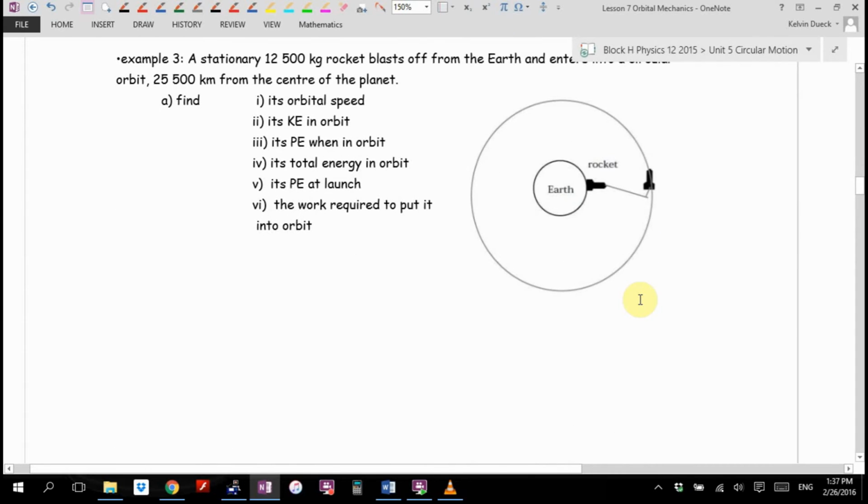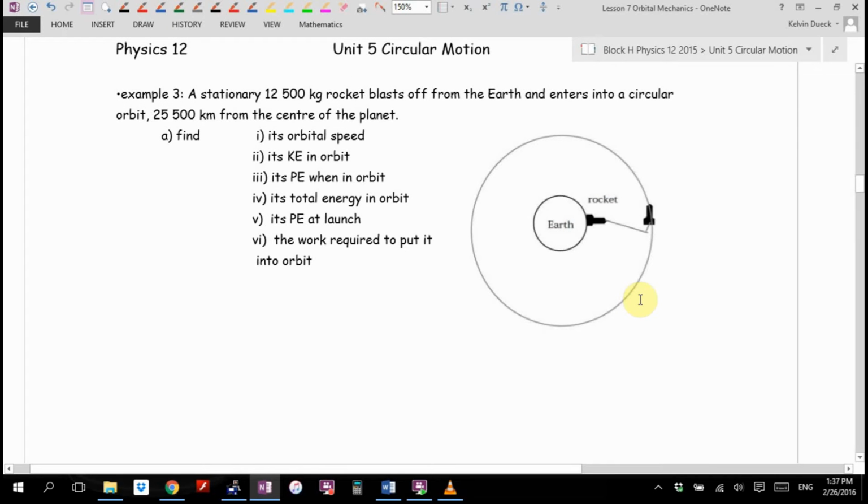I like example 3. Ladies and gentlemen, I present to you the longest question of the course. Okay. Kiowa, what's the last thing they're asking me to find? To put it in? That's important because the work lifting and the work to put it in orbit, two different things. So what are they asking me to find? How much work to put it in orbit?